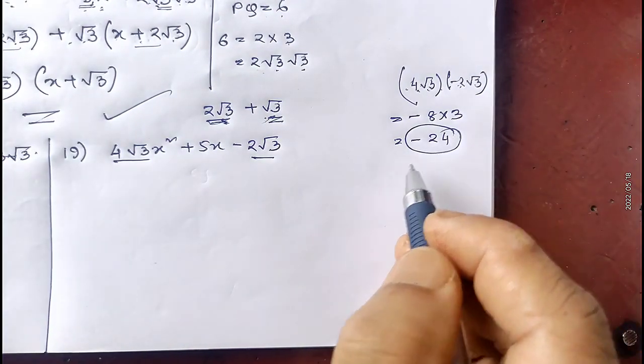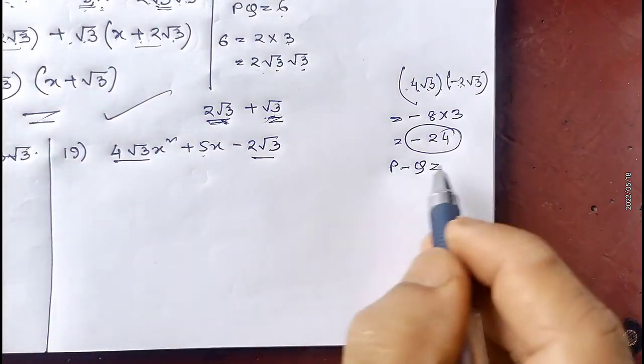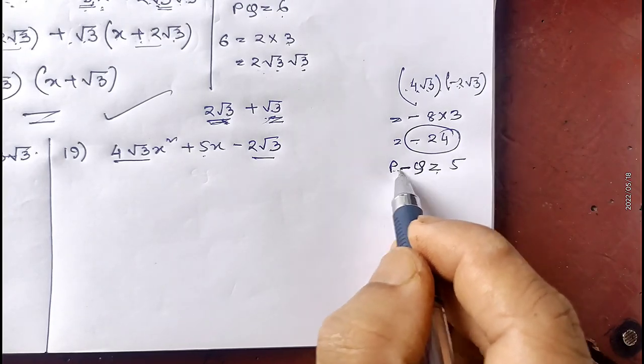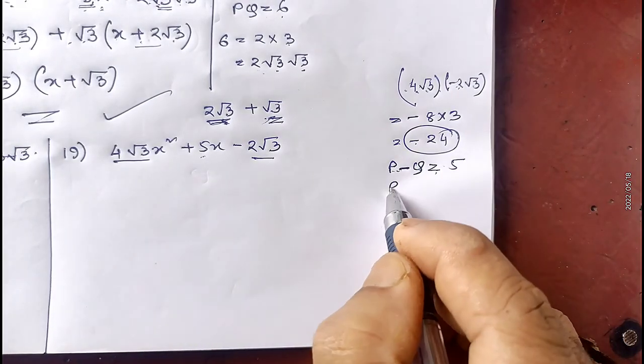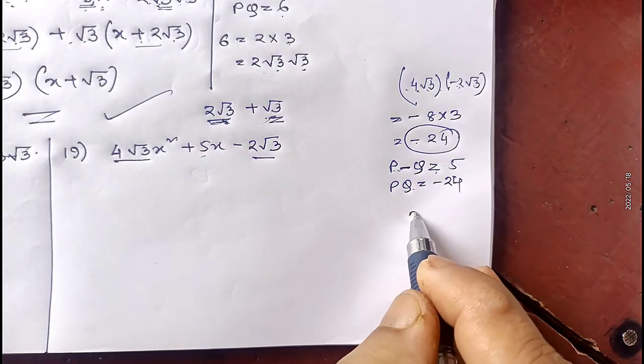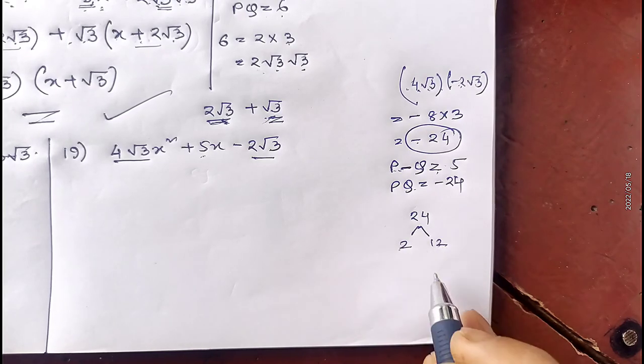Since it is negative, that means we need two numbers whose difference should be 5, and the product of these two must be minus 24. Now 24, if we factorize, I am going to get 2 and 12, 12 twos are 24.